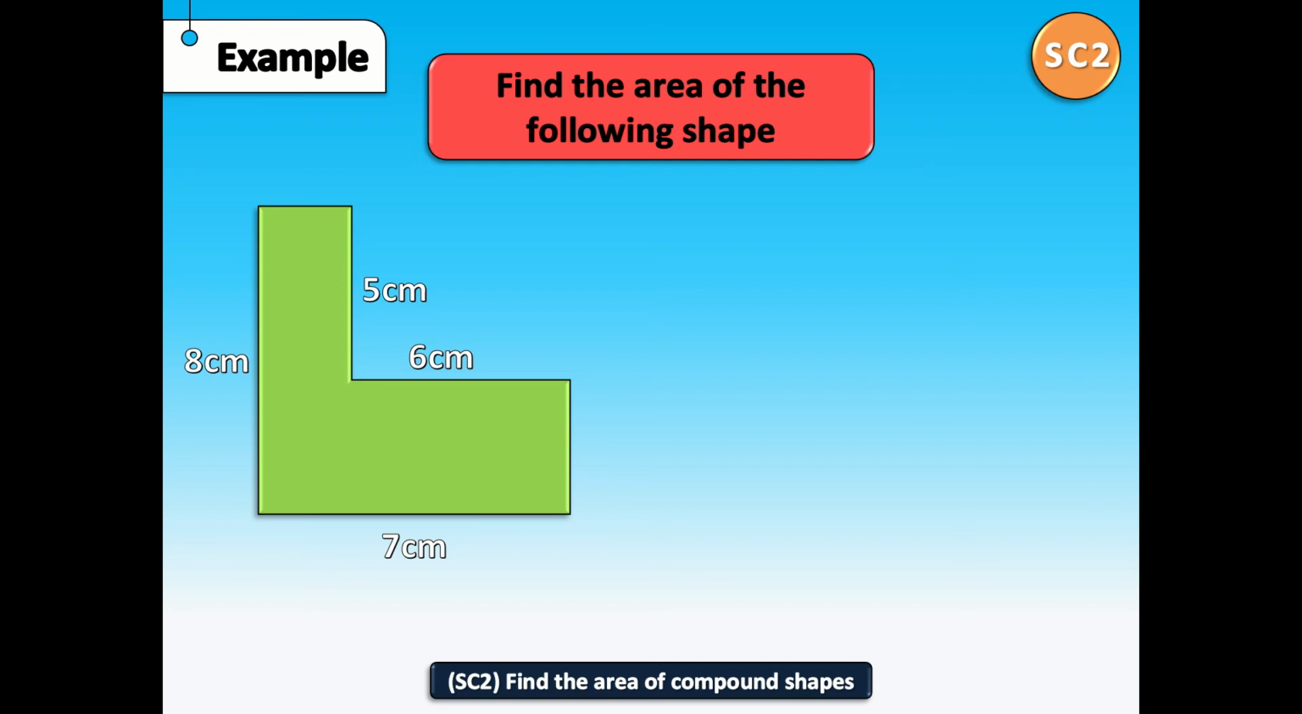So this is an example of a compound shape, and to find its area, first of all we've got to find out any missing lengths. So this side would be 1 centimetre, because we do 7 centimetres take away 6 centimetres. And this side would be 3 centimetres, because we do 8 centimetres take away 5 centimetres.